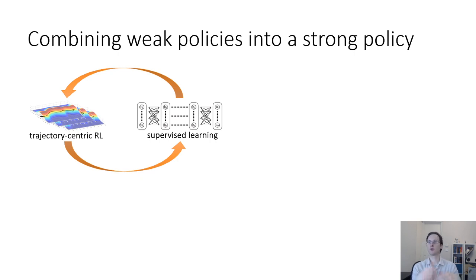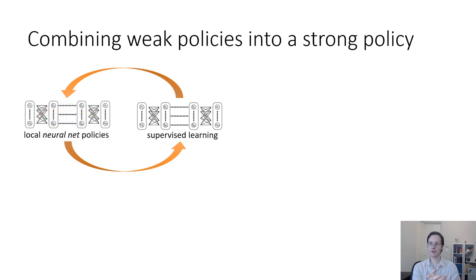You could also combine multiple weak policies into a strong policy learned with model-free RL, but with local neural net policies instead of local time-varying linear policies. So you can do the same kind of decomposition over different initial states, and then run supervised learning with the KL divergence constraints. This is an algorithm called divide and conquer reinforcement learning.